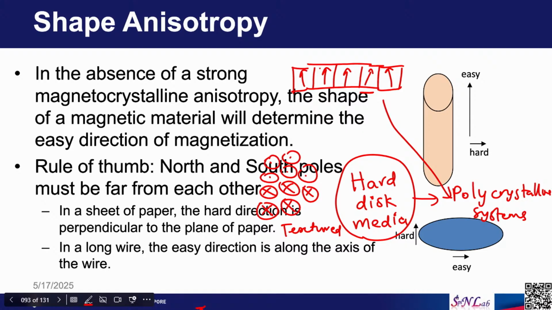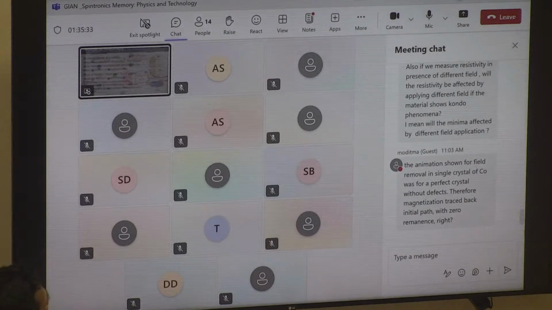When you measure a single crystal film, you may have a very clear idea of easy direction and hard direction. But in the case of polycrystalline materials, there is some variation in the easy direction. So, your hysteresis loop will be a mix of property from different grains. I do not know whether I answered your question, but you will see differences in the measurement. Okay. What is the next question?